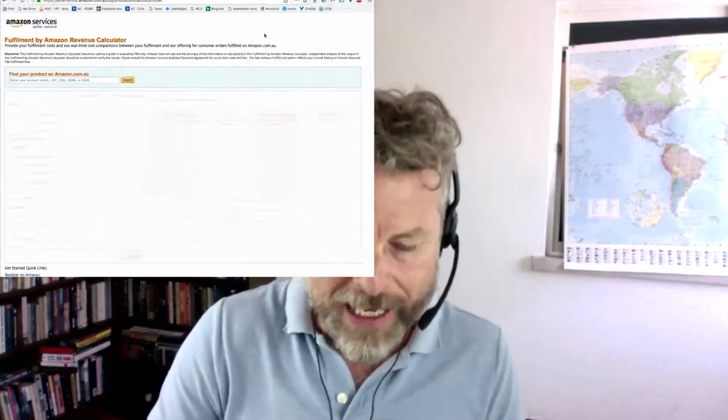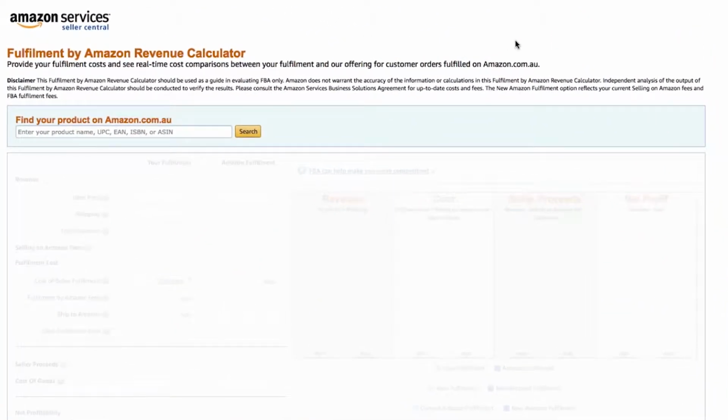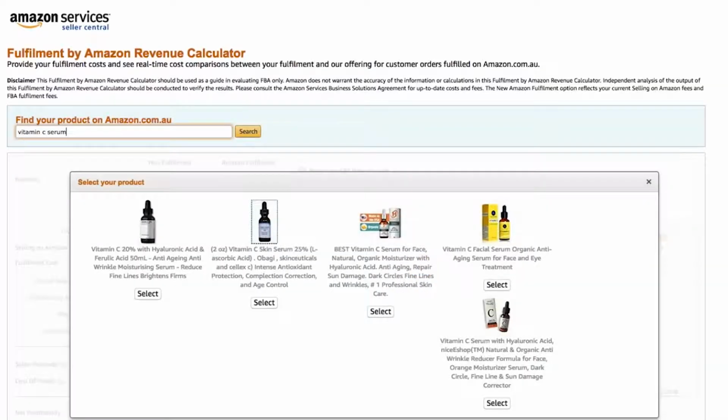Well, the easiest way to work out your costs on Amazon is to use the FBA fee calculator. So let's start with a product on Amazon.com, and let's do vitamin C serum. All right, so now we're going to pretend that one of these is our product, okay?